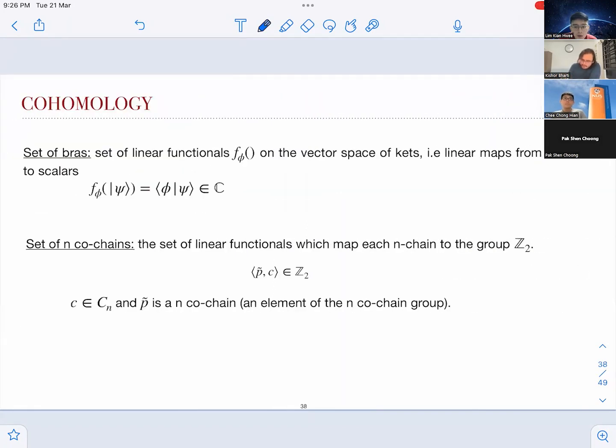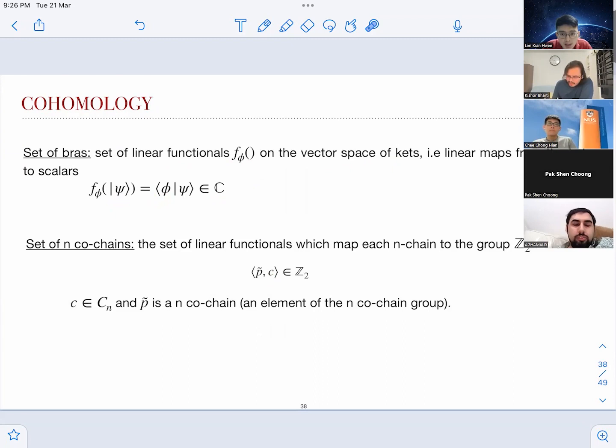Okay, nice. So if you look at the set of bras, they are nothing but the set of linear functions on the vector space of kets. So basically you have kets, you act on it by a bra, it gives a complex number. So similarly, you have a chain, and a co-chain you can think of as a linear functional, or an assignment of 1 and 0 to certain objects, such that when you take the inner product, it gives you Z2. And why Z2? Because that's what we are looking at. We are looking at Z2 homology. This can look a bit involved, but we will explain this very simply.